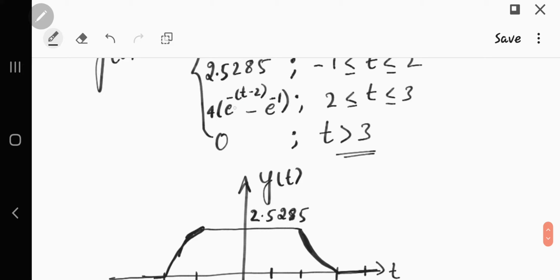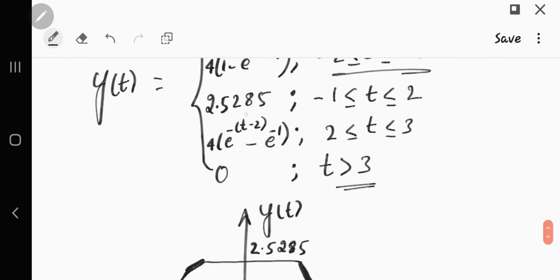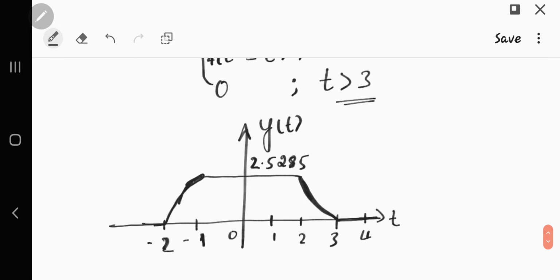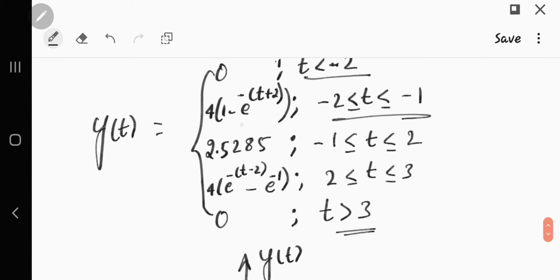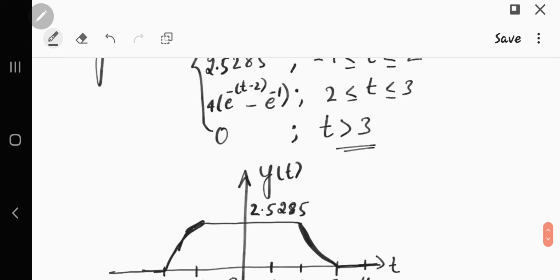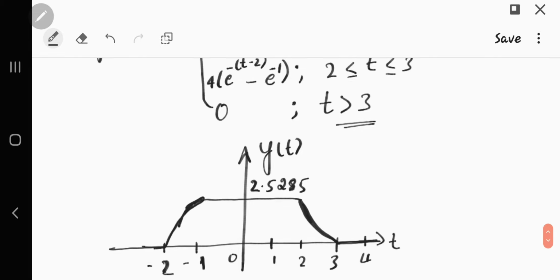Simply saying, if you apply plus 2, this becomes e to the power of 0, that is 1 minus e to the power of minus 1. Again you will get 2.5285. And if you put 3 here, 3 minus 2 is 1, e to the power of minus 1 minus e to the power of minus 1, both will get cancelled. You will get 4 into 0, so it will come to 0 here. Come to this expression. If you put minus 2 here, minus 2 plus 2 is 0, so that becomes e to the power of 0. E to the power of 0 is 1, 1 minus 1 is 0. So that's why at minus 2 you will get 0 here.